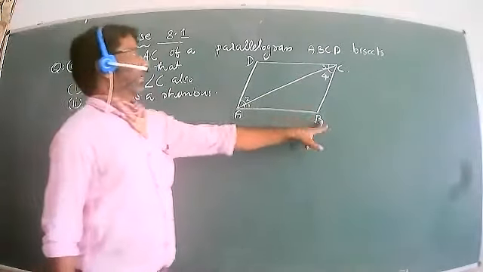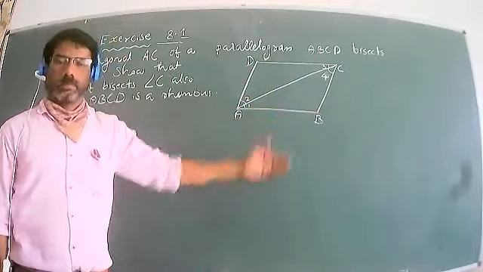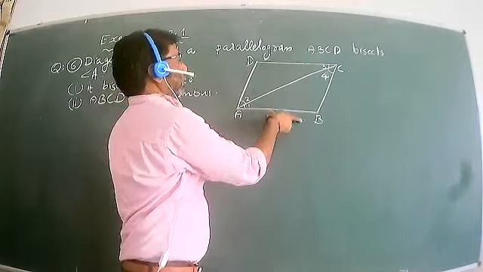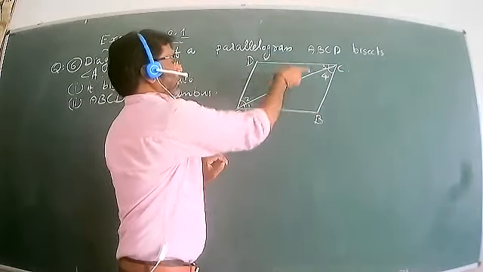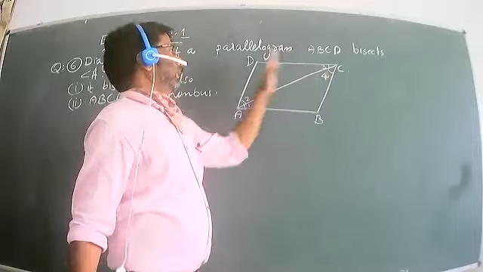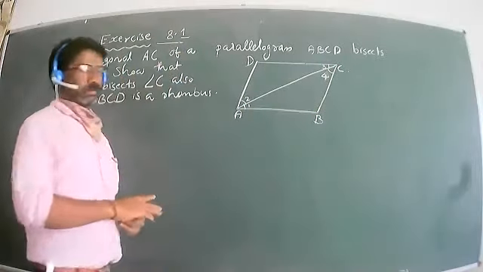So what is given? ABCD is a parallelogram given. So you have to remember the properties of parallelogram. In parallelogram, opposite sides are equal. AB parallel to CD and AB equal to CD. Opposite sides are equal and parallel. Similarly, BC equal to AD and BC is parallel to AD.